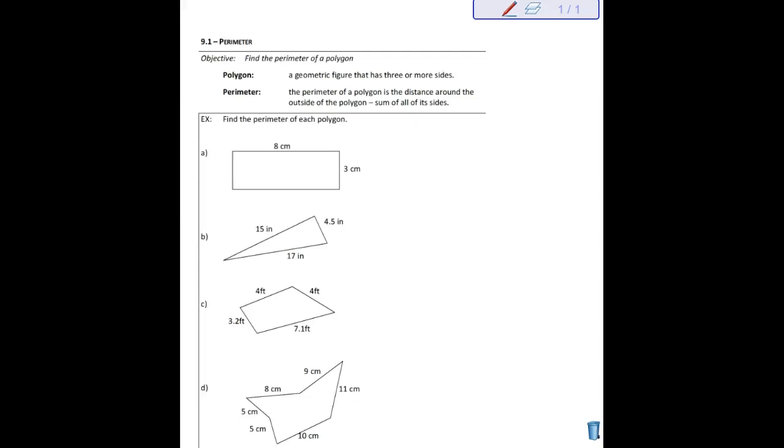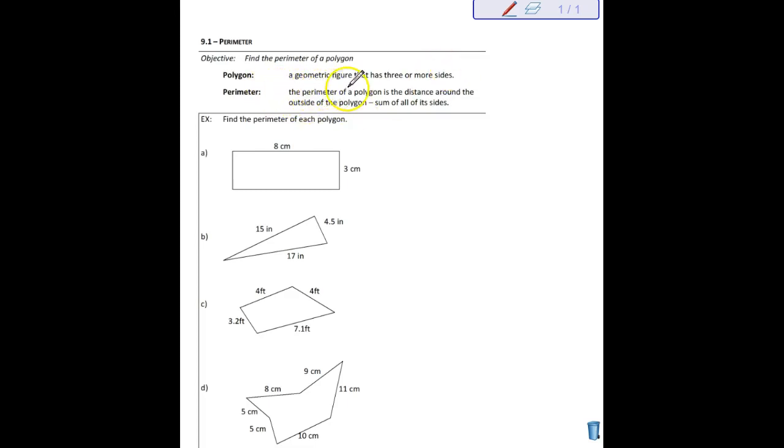In this video, we are going to talk about section 9.1, which has to do with perimeter. So we're going to talk about how we find the perimeter of a polygon. Now, the word polygon, poly means many, and gon represents side. So it's a many-sided figure, a geometric figure that has 3 or more sides. So that's where polygon comes from.